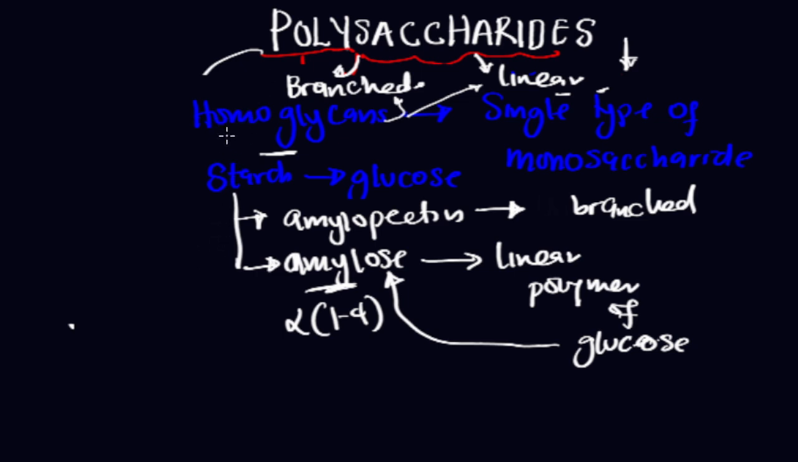Polysaccharide that contains the same, let me tell you, single monosaccharide all through, they are referred to as homoglycan, or you simply say homopolysaccharide. Where polysaccharide contains many monosaccharides, for example glucose, fructose, or hydrolysis.